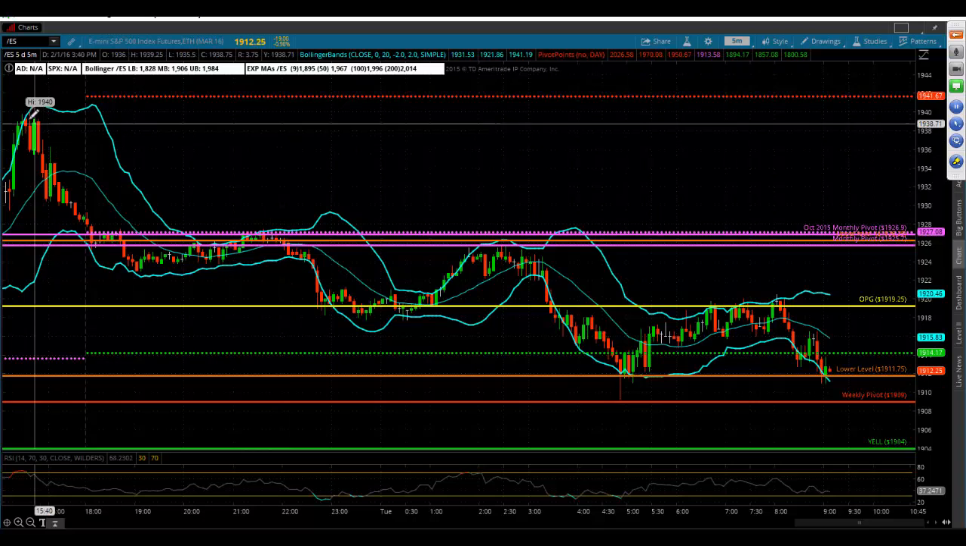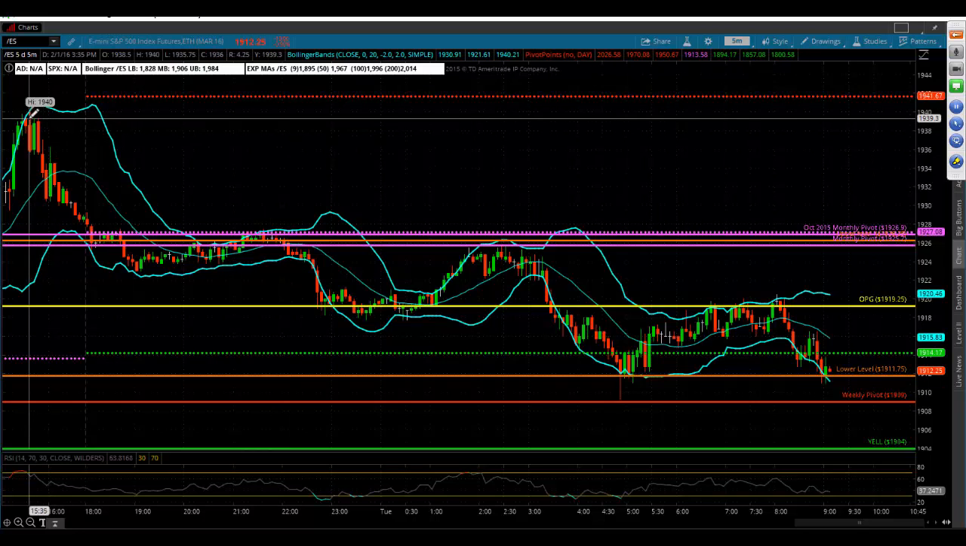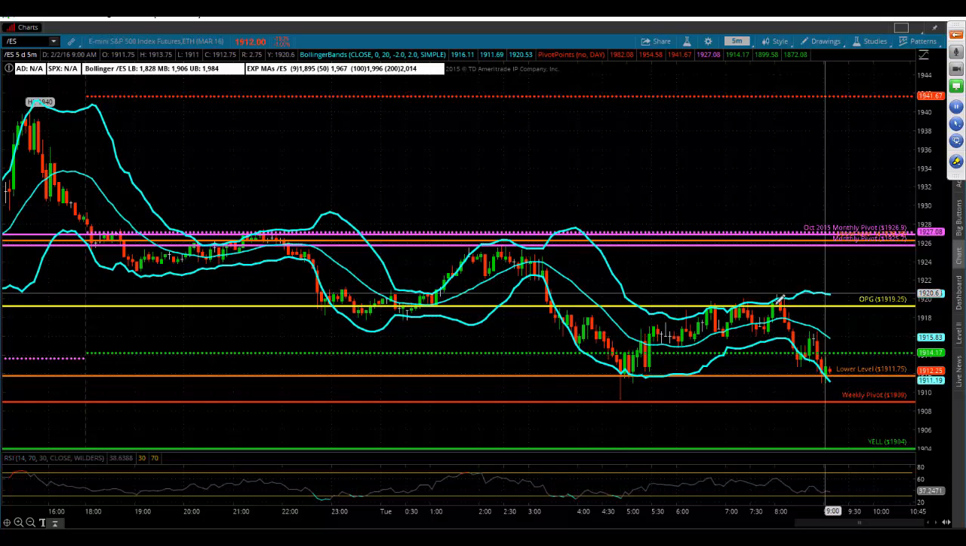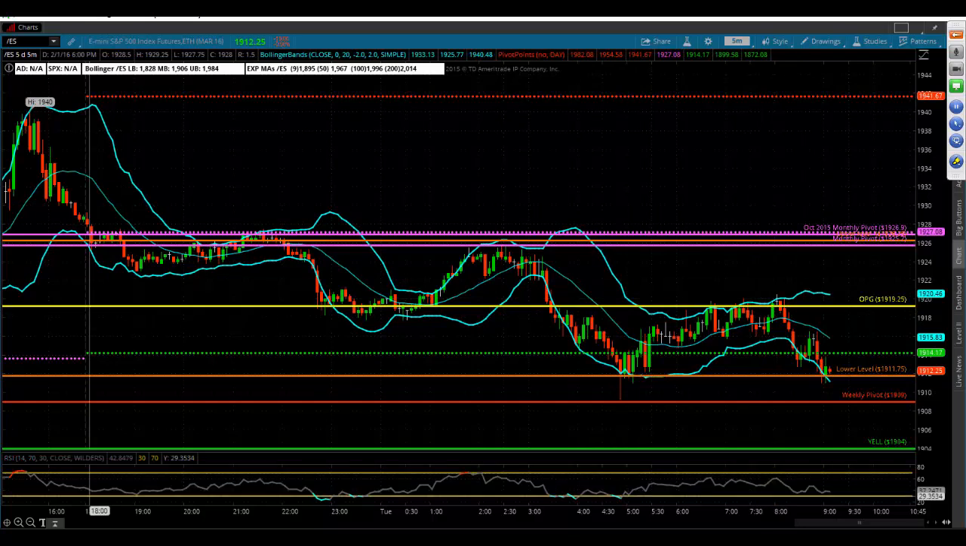We had the highs into the close yesterday at 1940. The bulls did a lot of damage, theoretically, to the bear case yesterday. The problem is the bulls gave it all back overnight to the tune of 30 handles, all the way back down to the weekly pivot at 1909. They've taken it back up to 1920.